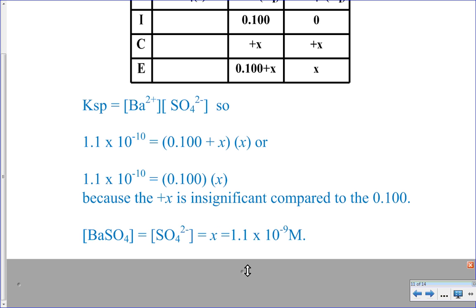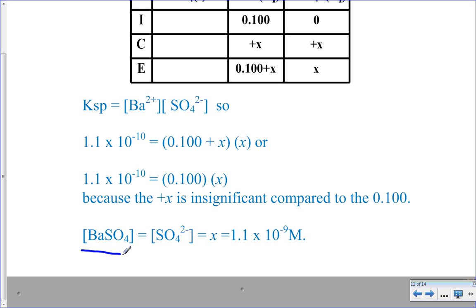When I evaluate it, I find out that the concentration of barium sulfate that dissolves, the solubility of it, which would be the same as the concentration of the sulfate, which is X, that's what I'm finding up here, is 1.1 times 10 to the minus 9. So that's my answer. The question was, what's the solubility of barium sulfate if you already have 0.1 molar barium ions, and that is 1.1 times 10 to the minus 9 moles per liter will dissolve.